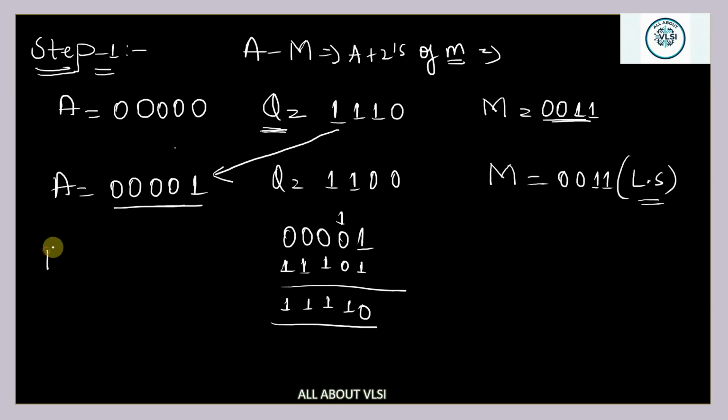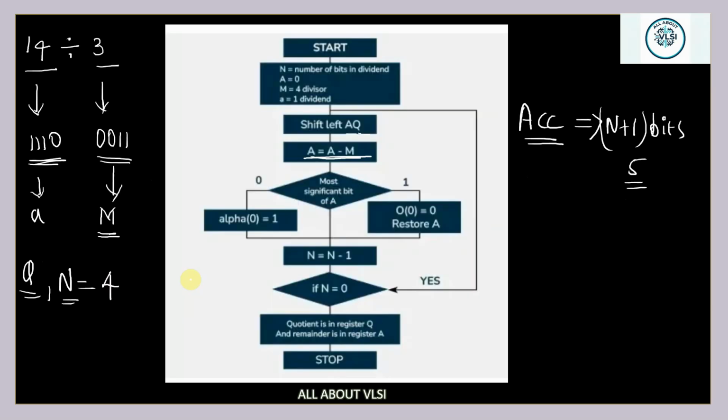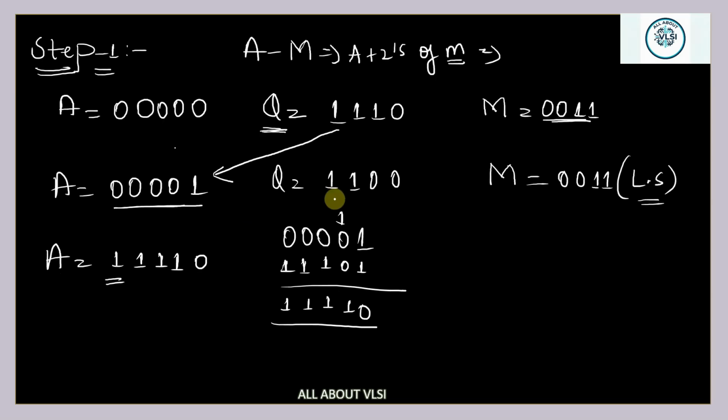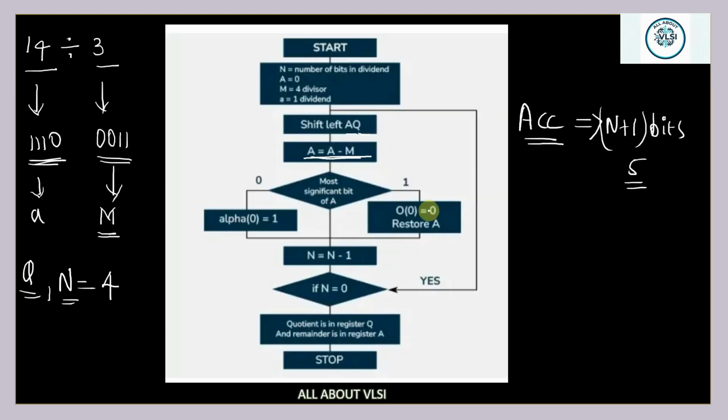Now the accumulator value here is 11110. You can see that the accumulator's MSB is equal to 1. That means the result which I have got is a negative result. If I get a negative result, the quotient register's LSB should be filled with 0.